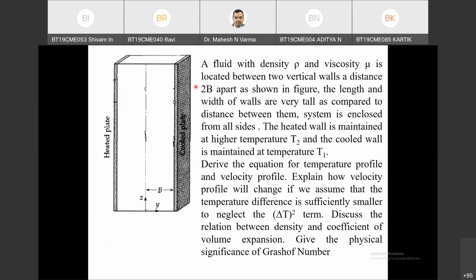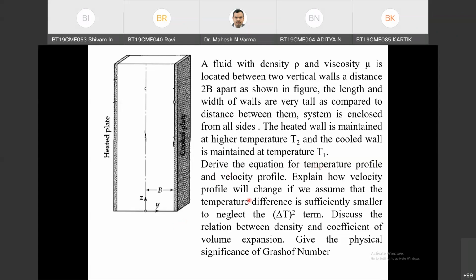Okay, you can think of a rectangular box. The length and width is very large as compared to distance between these two parallel plates. And it is enclosed from front side, back side, top side, right side, left side. So it is kind of cuboid, not cube, a rectangular cube, enclosed from all the sides. The heated wall is maintained at higher temperature T2, and the cooled wall is maintained at temperature T1.